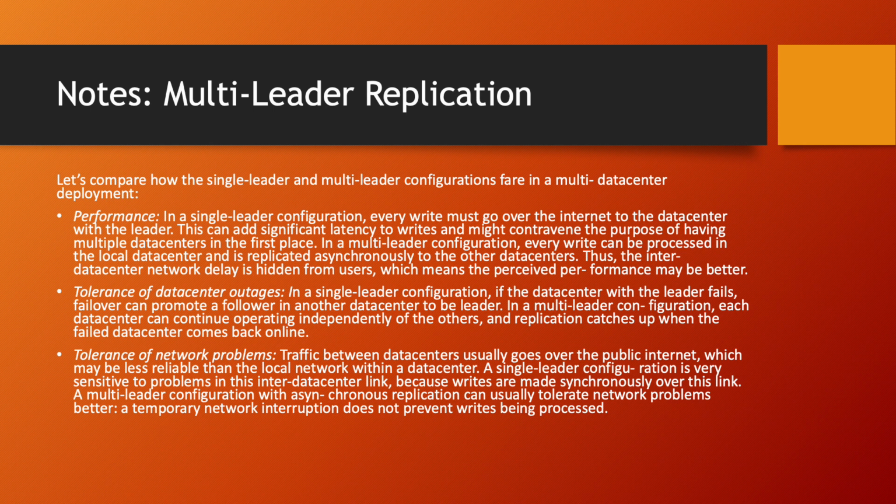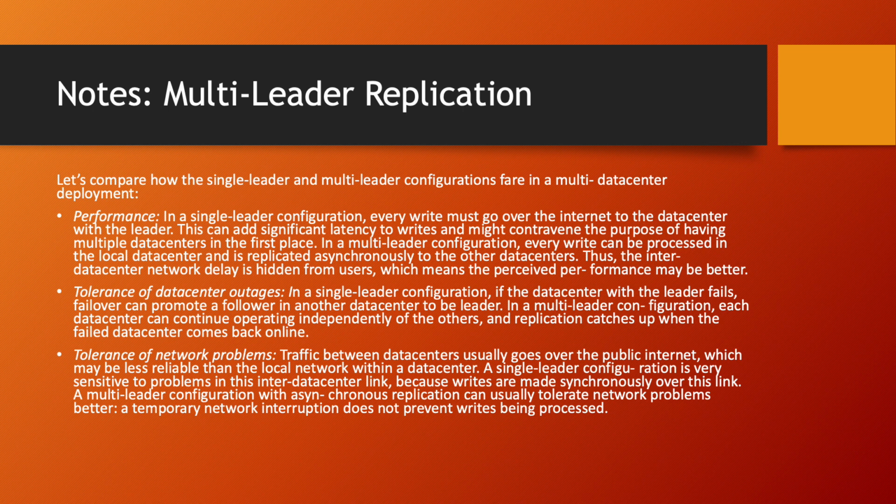Now, let's compare how the single-leader and multi-leader configurations fare in a multi-data center deployment. There are three criteria the chapter mentions. One is performance, the second is tolerance of data center outages, and the third is tolerance of network problems. For performance, in a single-leader configuration, every write must go over the internet to the data center with the leader. This can add significant latency to writes and might contravene the purpose of having multiple data centers in the first place. In a multi-leader configuration, every write can be processed in the local data center and is replicated asynchronously to the other data center. Thus, the inter-data center network delay is hidden from users, which means the perceived performance may be better.